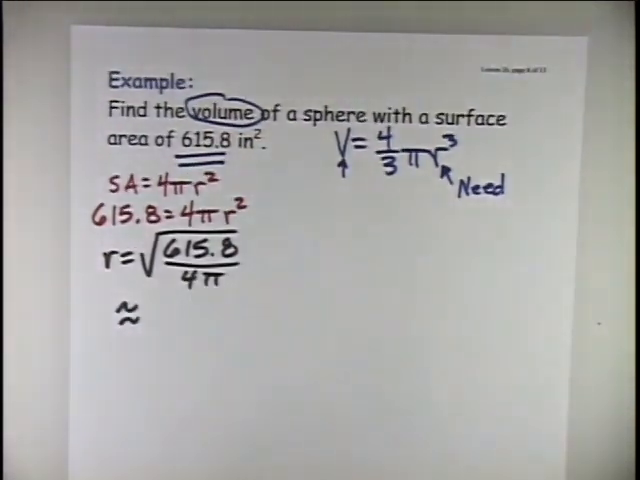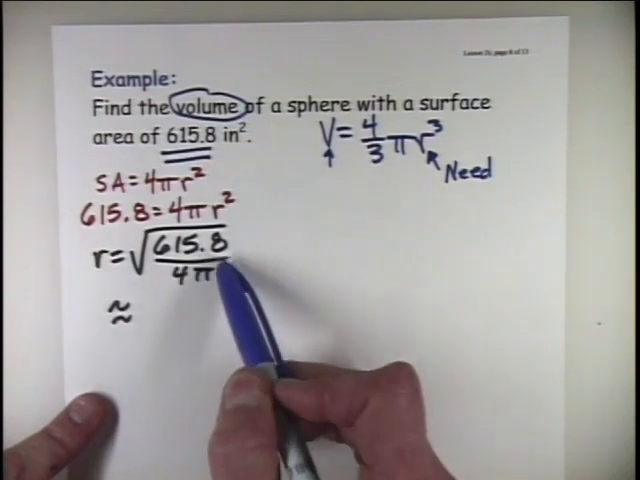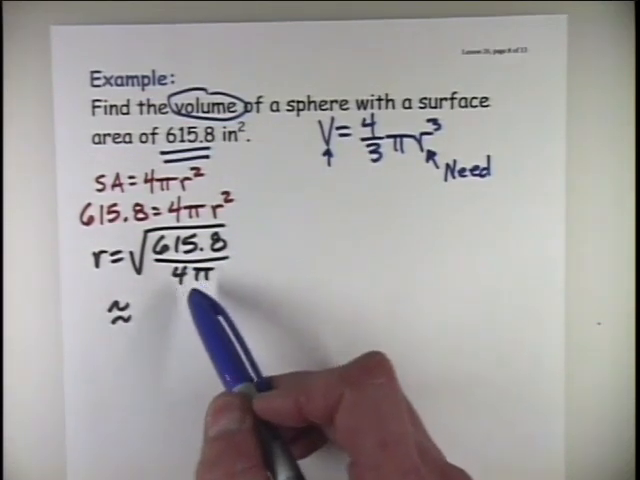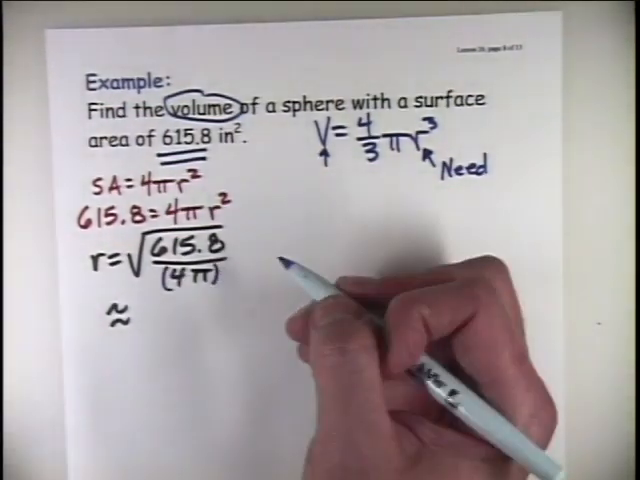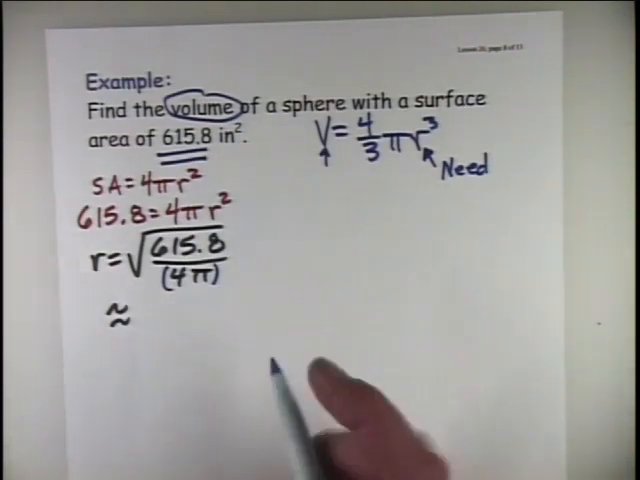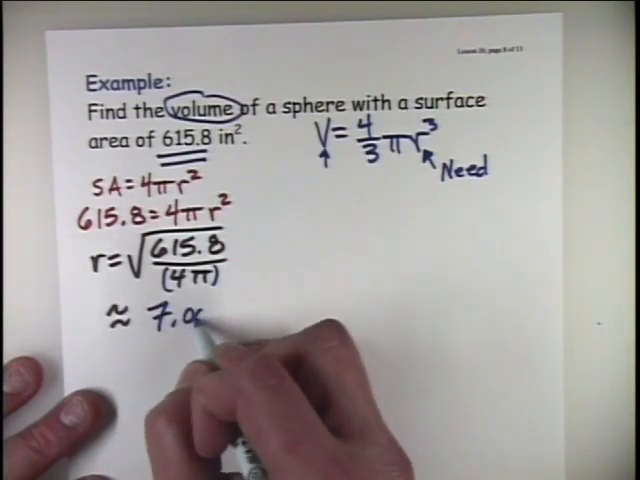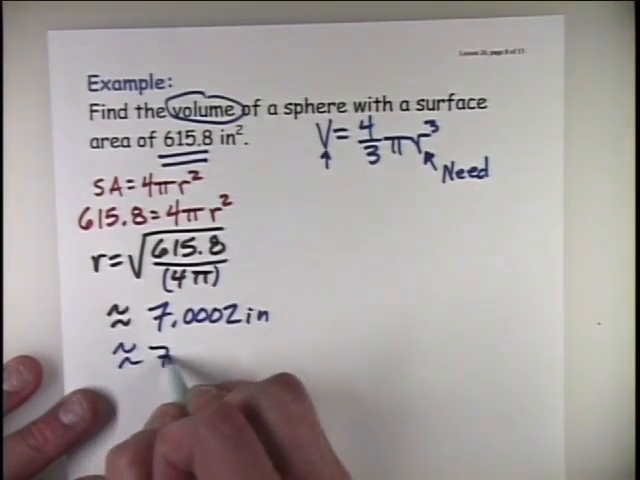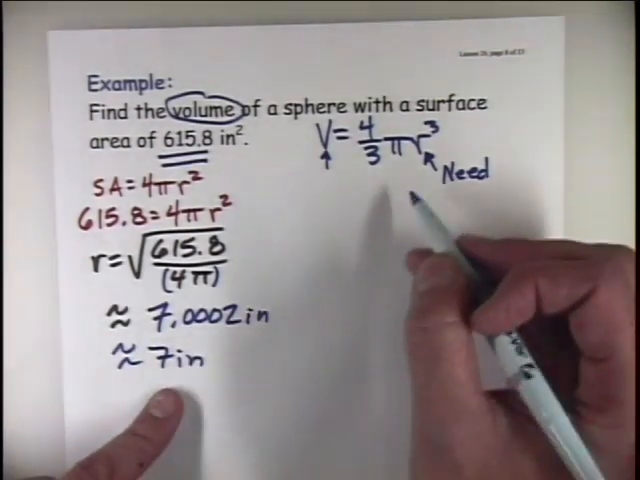Be careful when you plug this into your calculator. I see a lot of people hit the square root, 615.8, divided by, and they just punch 4 pi. You have to either divide by 4 and then divide by pi, or divide by the quantity, put parentheses there. It's a common error that I see all the time. But anyway, if you do that, you're going to get the radius to be approximately 7.0002 inches. Well, I think that 7 inches sounds really good. So again, a nice round answer that's approximate.